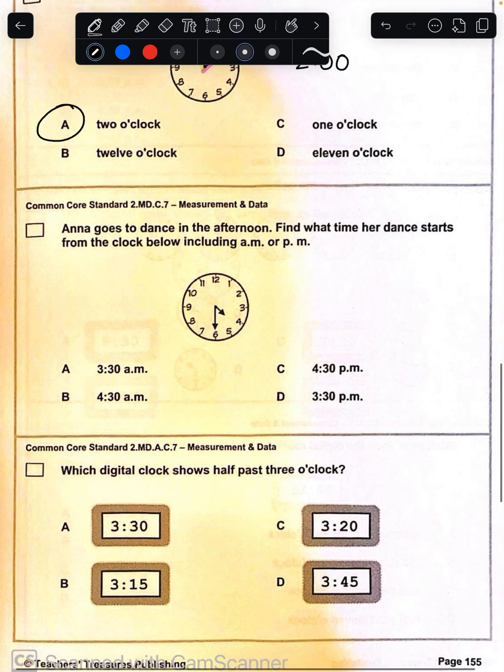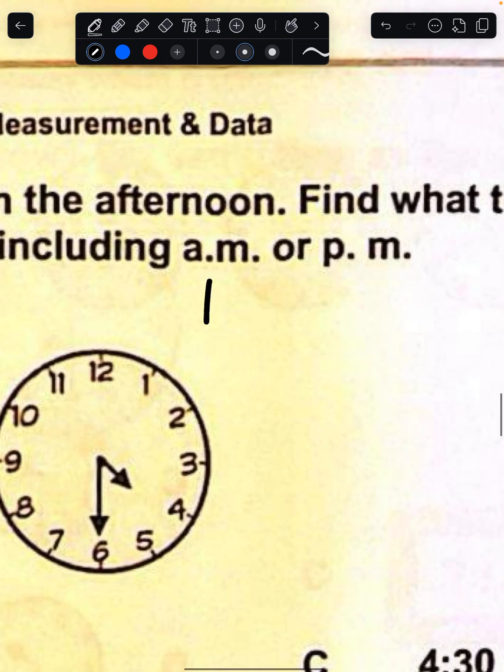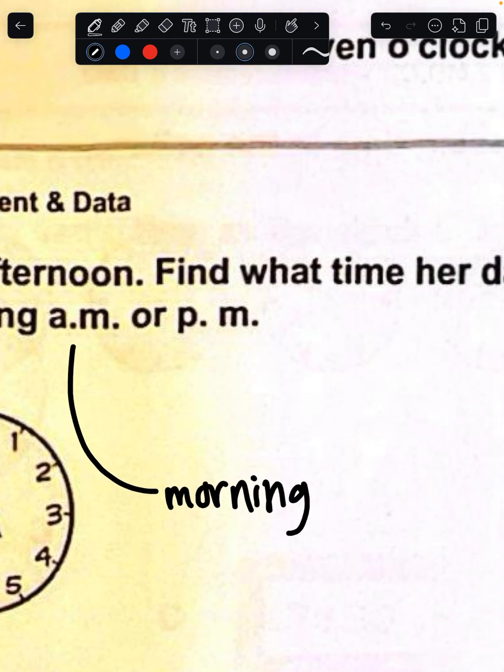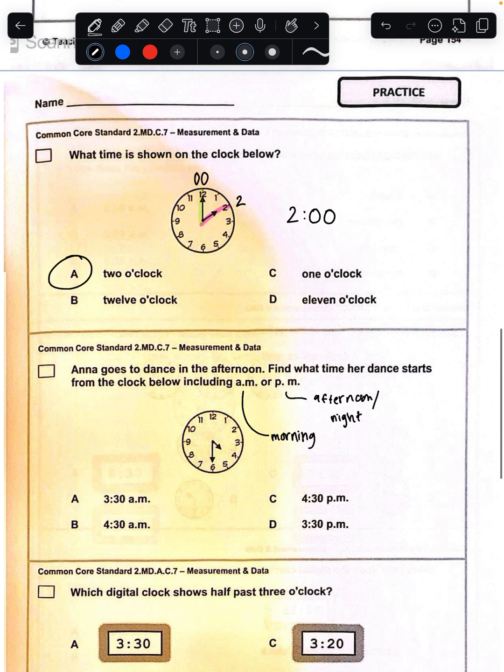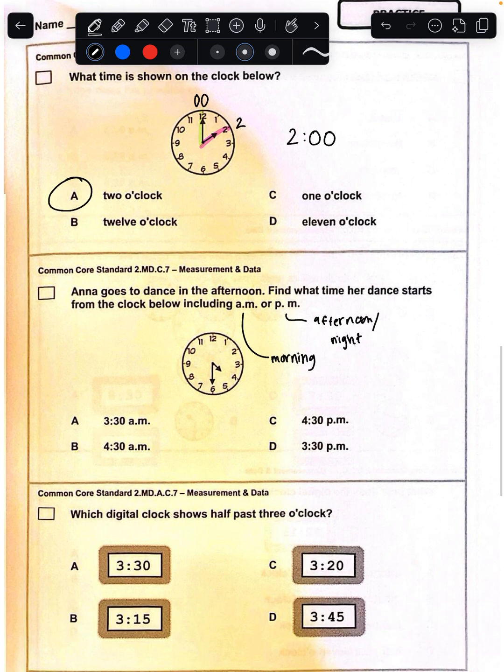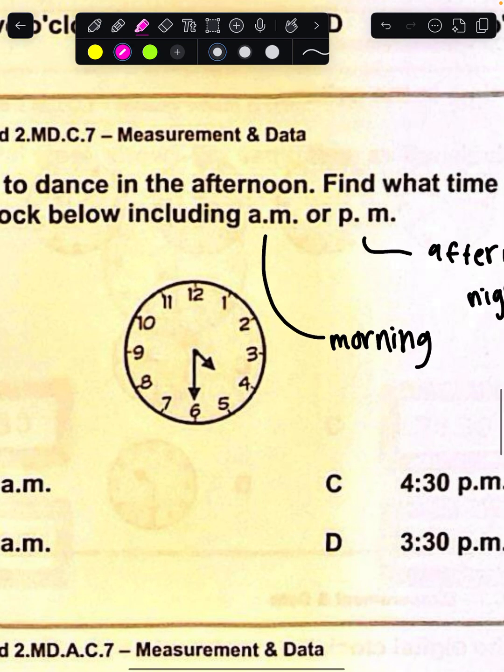Next, Anna goes to dance in the afternoon. Find what time her dance starts from the clock below, including AM or PM. So, just a side note, AM is like around morning, and PM is around afternoon or night. Pretty sure you already know that, but okay, now we check the minutes.